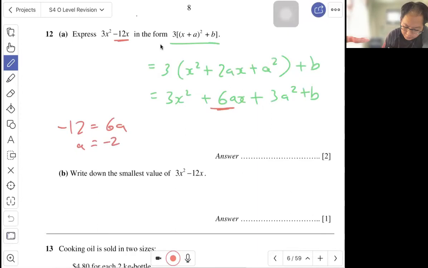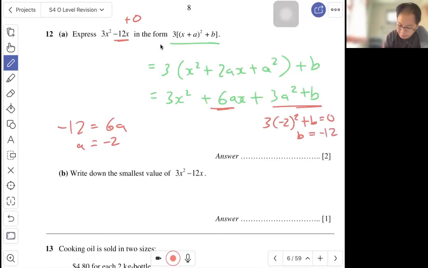Next, can you see that this is 0? So 3a squared plus b equals 0. That means your b is equal to negative 12. So we have the answer: 3 bracket x plus a, where a is negative 2 and b is negative 12. Now write down the smallest value of 3x squared minus 12x.